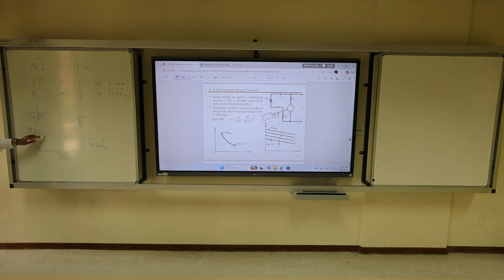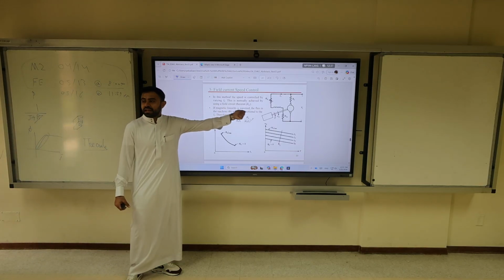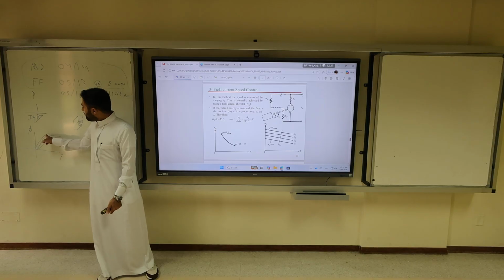We operate near the knee. So this is the linear region. If you increase the flux, if you increase IF, the field, the flux will change linearly. We do not have saturation. This is what's meant by this statement: magnetic linearity is assumed. We operate up until the knee.